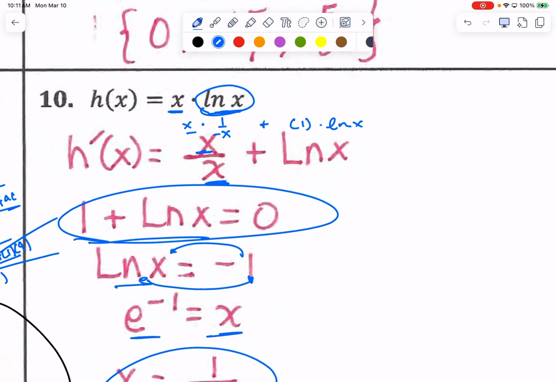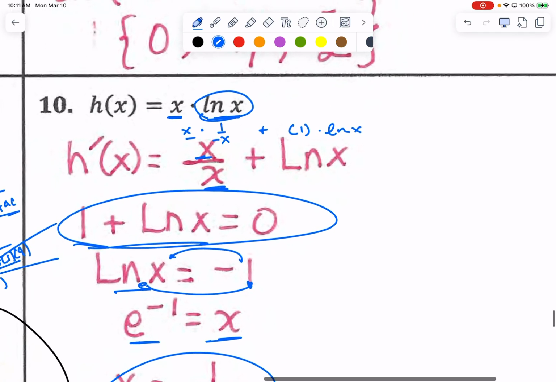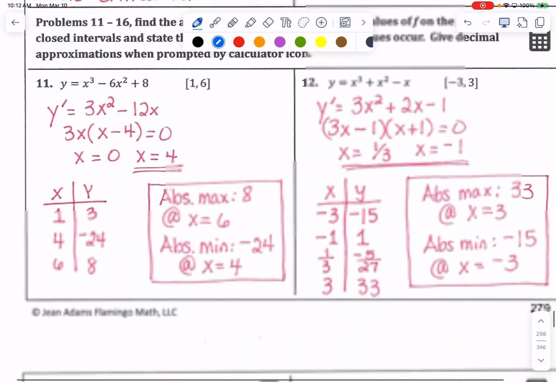And that's okay, because the only thing not in the domain here would be... what's the domain for this function? Greater than 0. Is 1 over e greater than 0? Yeah, it's positive. You're good. I'll go back and do number 9.